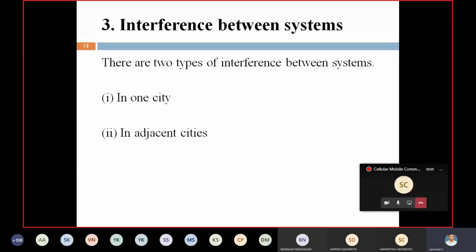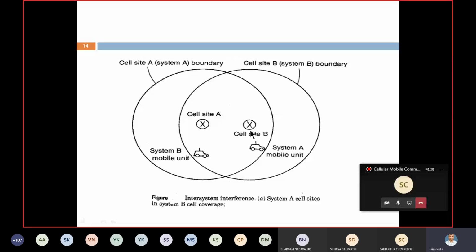Here, see this one. This is the system A mobile unit, which is nearer to cell site B, but it receives the signal from both cell site A and cell site B. Whether from near or far, we have to receive the signals from the two base stations at the same time. But the strong signal is from cell site B, because it is nearer. So we take two signals, but finally we consider the signal from cell site B only, because of its strength.